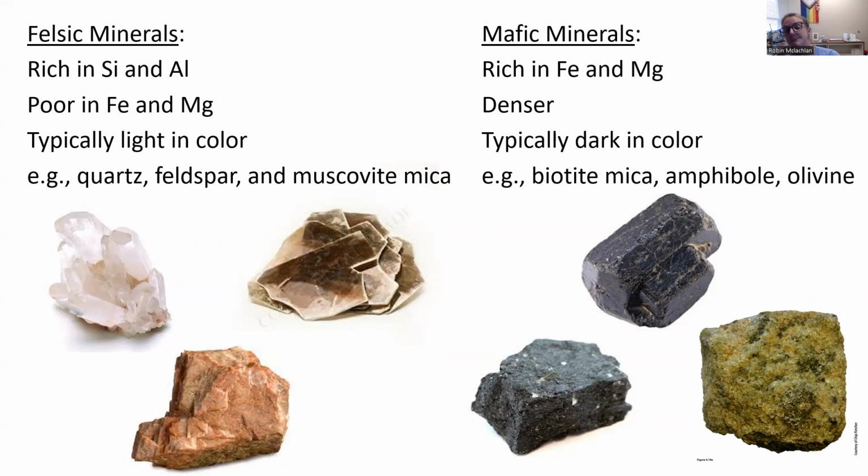Now, on the other hand, mafic minerals, these are the ones that are rich in iron and magnesium, and these elements give these minerals a really dark shade. So again, the exact color doesn't matter, it's just the shade of the color. So a dark gray, a black, a dark green. These are mafic minerals, and these include things like biotite mica, amphibole, olivine, and so on.